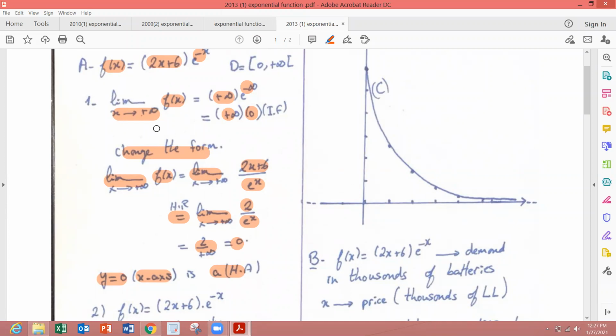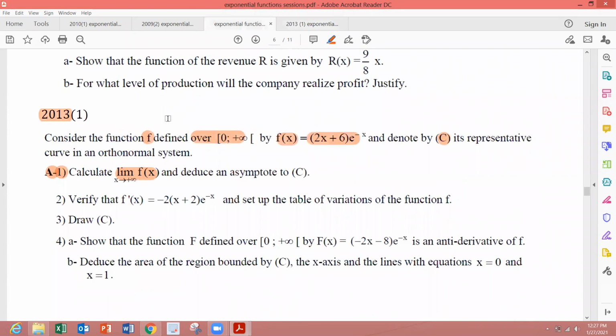Did you understand part 1? Yes. Okay. Verify that f prime x equals minus 2x plus 2 times e to the minus x. Talene, how to calculate the derivative of this expression? U times V. Okay, what is u? 2x plus 6. قديش u prime? 2. v قد ايه?